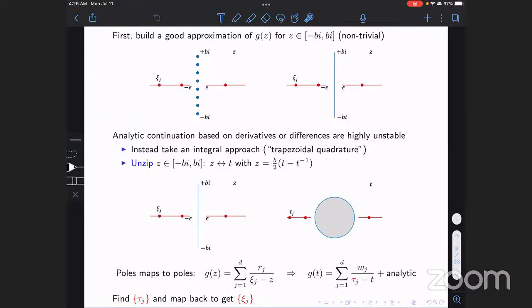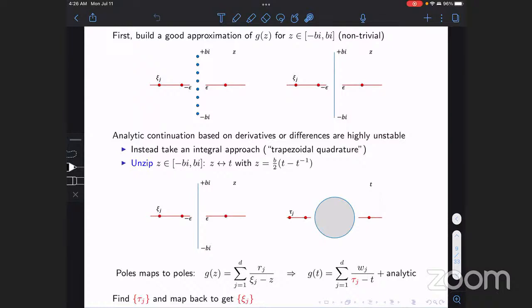Okay. Assuming we have a good approximation of g(z) on the imaginary strip from -bi to bi, we can perform analytic continuation. There are essentially two ways to do it. One way is what we typically find in most complex analysis textbooks, which is to build local Taylor expansions and then patch the small disks one after another to go over the whole complex plane and see where the poles are. However, from a numerical point of view, this method is not very stable. In fact, any methods based on derivatives and differences are not going to be stable.